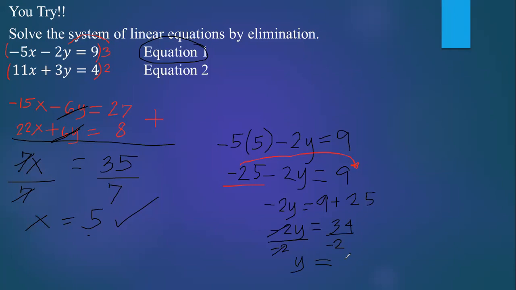Positive or negative? 34 divided by negative 2 equals negative 17. So we now have our x and our y. That is solving by elimination.